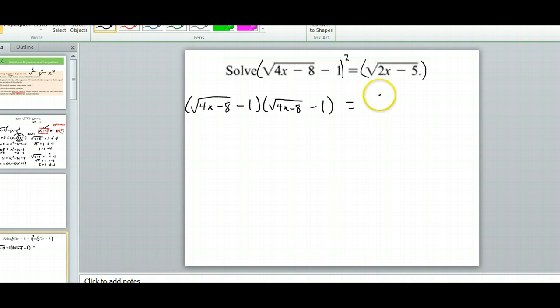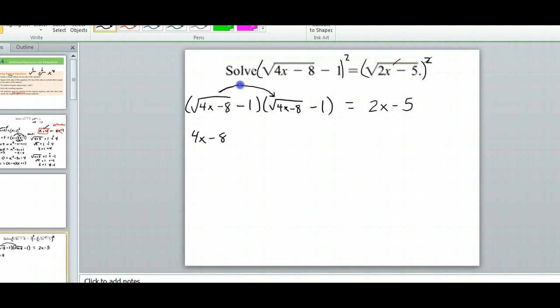Alright, on the right side again, it's just going to do what we want. The square and the radical are just going to wipe each other out, and we just get what's underneath the radical. But over here, we're going to have to FOIL this out. So any square root times that same thing is just what's under the radical. So we get the 4x minus 8 to come out.